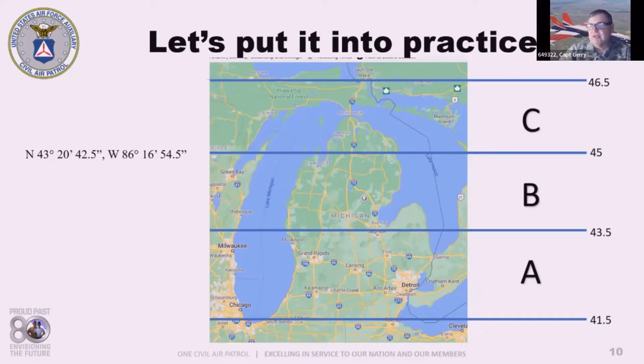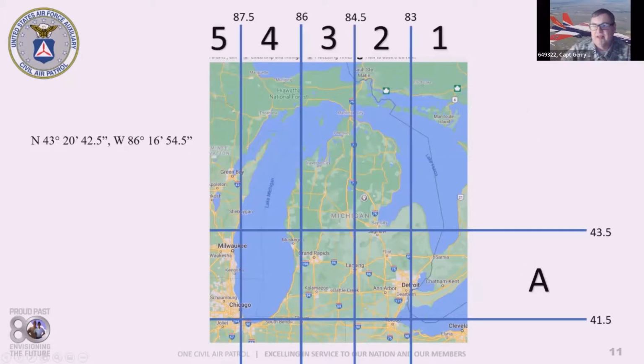We're at 43 degrees, 20 minutes. It'll be A, right? Because 43.5 would be 30 minutes. So anything north of this would be 43 degrees, 30 minutes, right? So we want to be in A. Very good, people. All right, so now we've got the latitude.